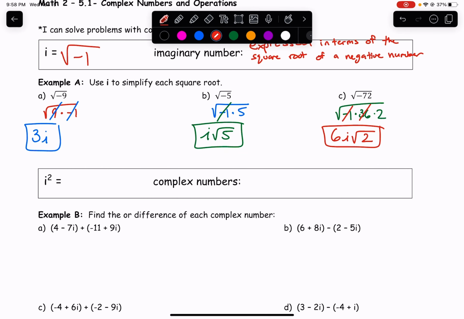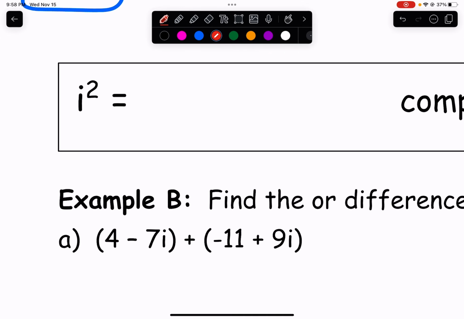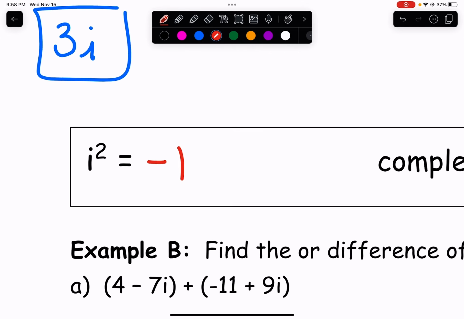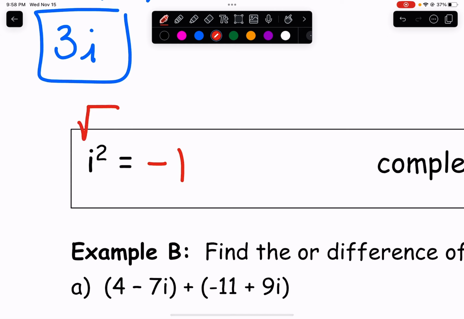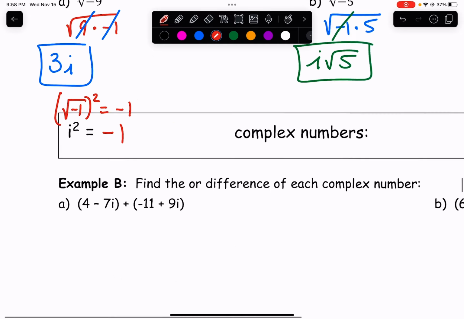Now, an important piece of information that you're going to need to know is that i squared is equal to -1. Now, how does this happen? Well, we know that the square root of -1 is i. So when you square something that's inside of a square root, the square root goes away and the inside pops out. So that's how we end up with a -1 when we square i.